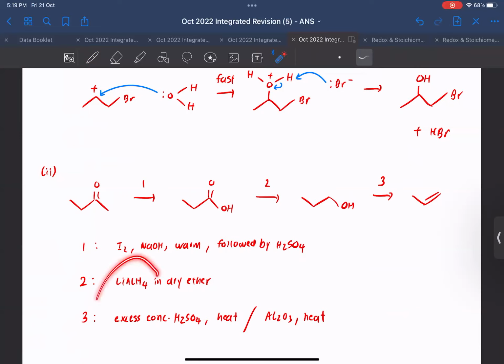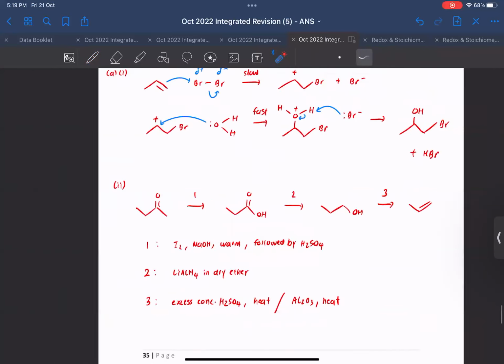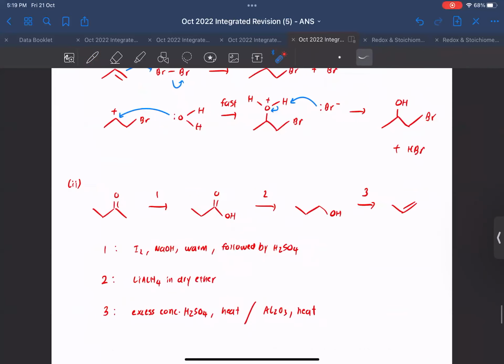As for the rest, this should be quite standard. Dehydrating agents, you have 2 options over here, 2 of the more common options. If not, we're just not going to waste any more time and just proceed to the next part of the question.